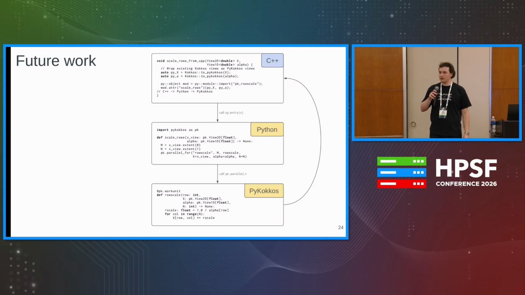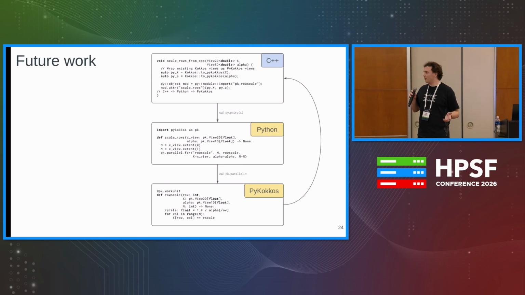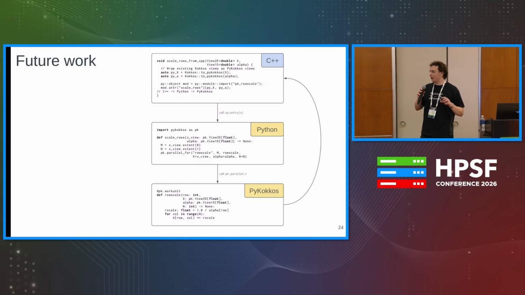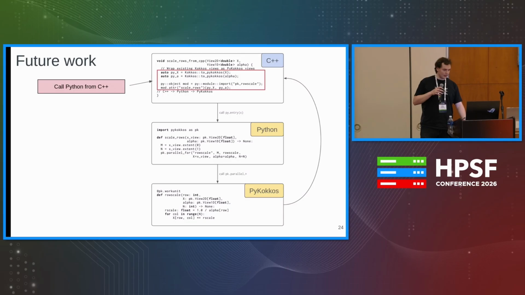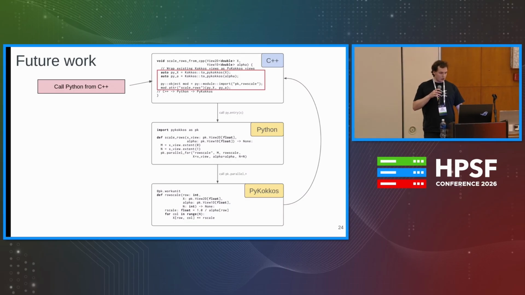They don't want to rewrite everything in Python to get the same speedups, but it would be really neat to have something like a function to invoke a PyKokkos function from the C++ side. And we have a workflow that we would like to achieve.